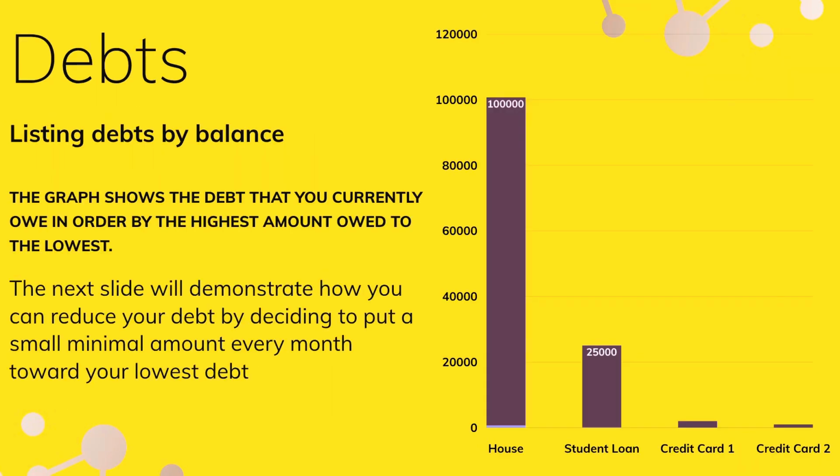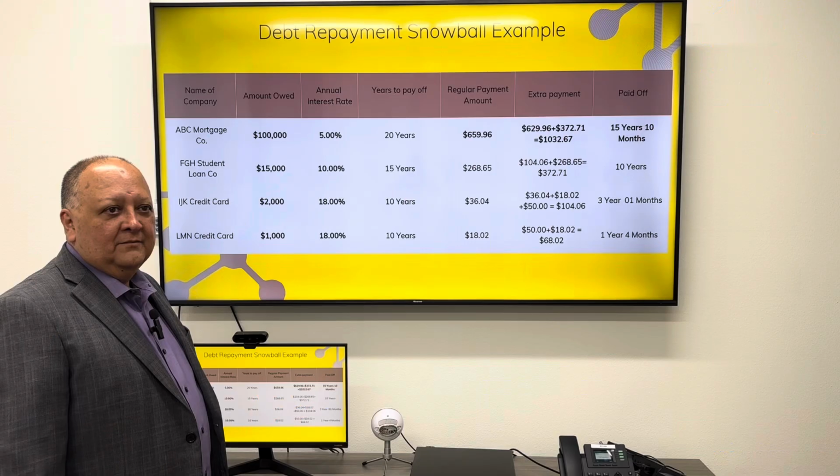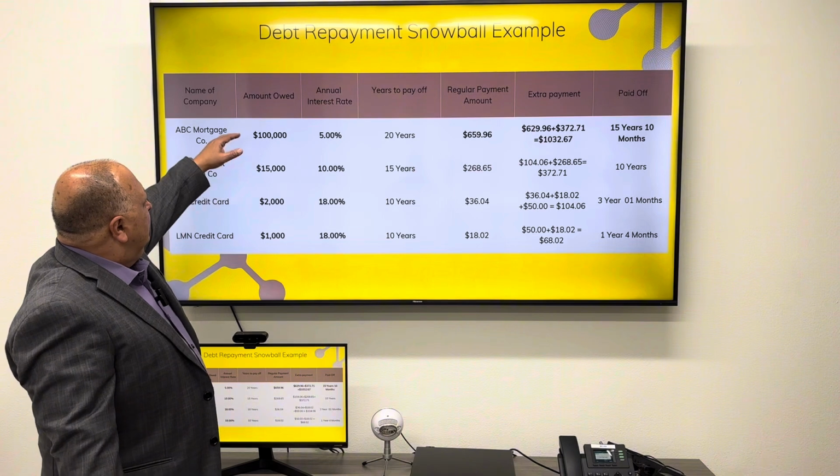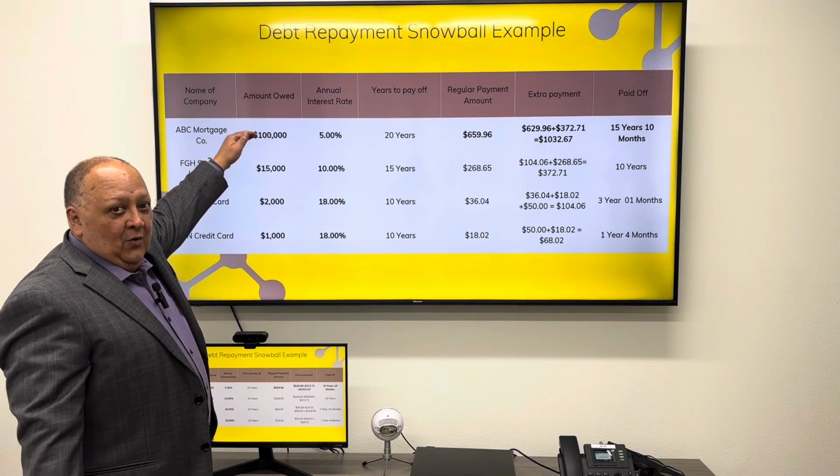The graph shows the debt that you currently own in order by the highest amount owed to the lowest. The next slide will demonstrate how you can reduce your debt by deciding to put a small, minimal amount every month toward your lowest debt. So we've taken your largest amount of money that you owe.